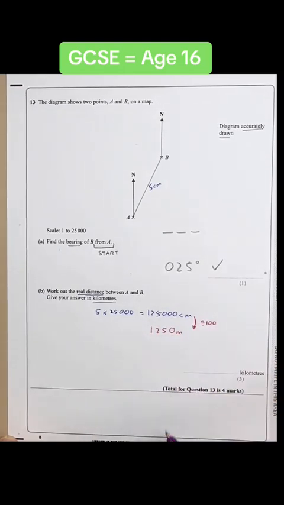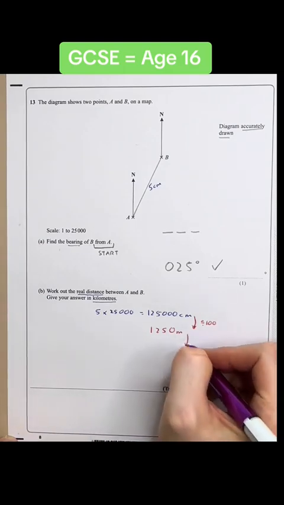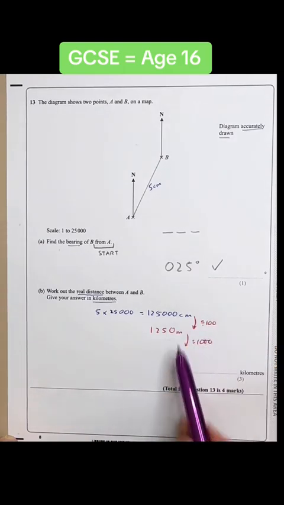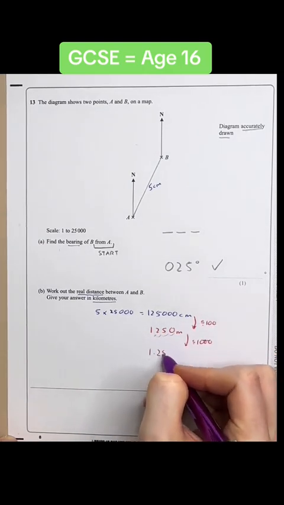That's in meters, but I want kilometers. Therefore, I know there's 1,000 meters in a kilometer. So when converting between meters and kilometers, I'm now going to divide by 1,000. So bringing my decimal in 3 places. Therefore, it comes out to be 1.25 kilometers.